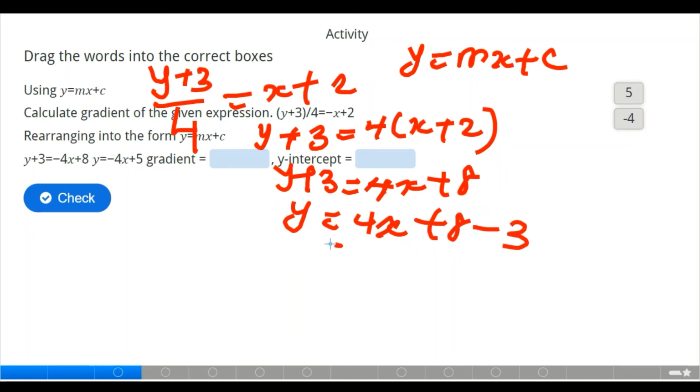What is 8 minus 3? It will give us 5. So we have 4x plus 5. And look at this expression here, y equals 4x plus 5. It takes the form y equals mx plus c. And that is the solution set for this.